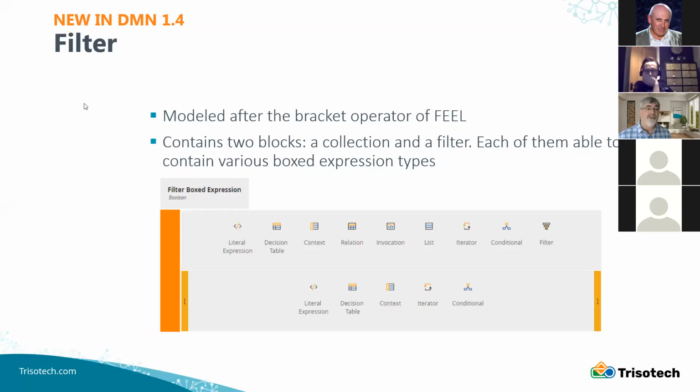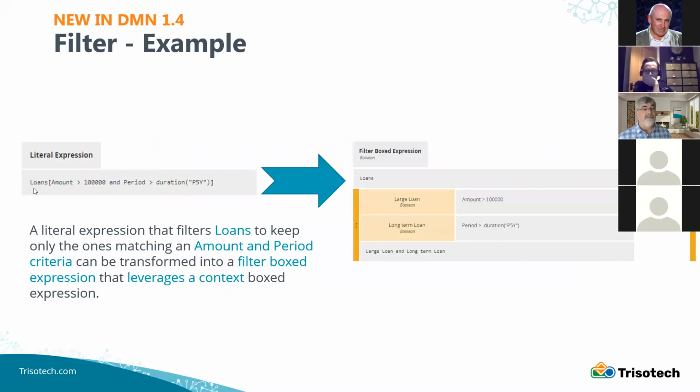Filters. Filters is basically modeled after the square brackets that we have in field. It allows you to contain 2 blocks, and each of them can have various elements. So here, if you have something like a literal expression, which may be complicated for some people to read and understand the logic of a loan where the collection is loans, and I'm filtering out those loans that the amount is more than 100,000 and the period is greater than 5 years.